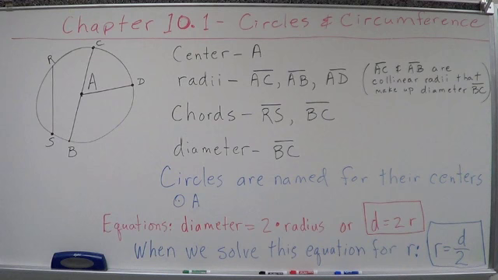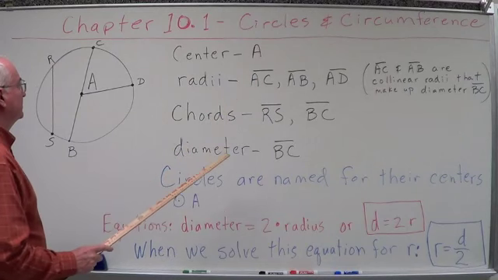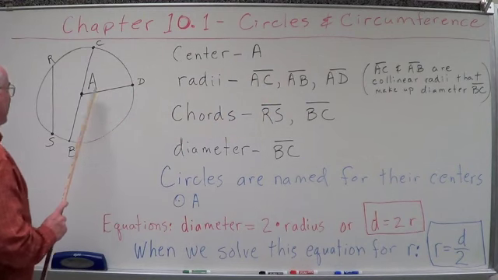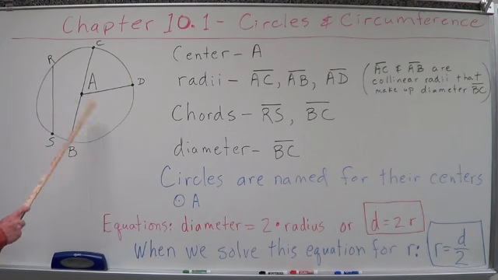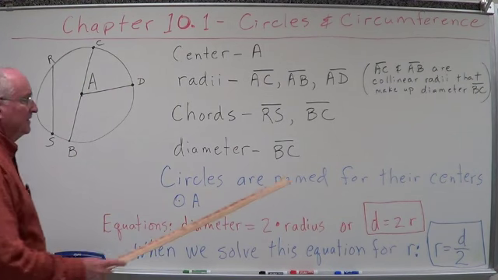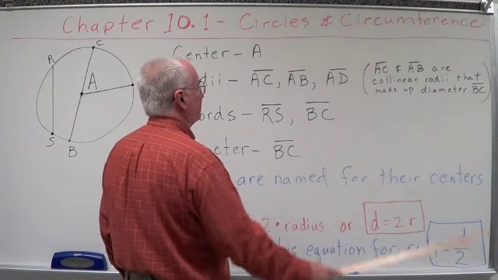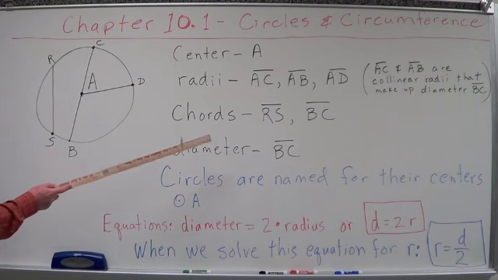A few other things about circles. Here's a circle. Let's describe it. The center is A. Radii, or radius, several radii. AC would be a radius, starts at the center, goes to the edge. AB would be another radius. AD would be another radius, because all of those have endpoints at the center and on the circle. AC and AB are collinear radii, on the same line, that make up the diameter BC.